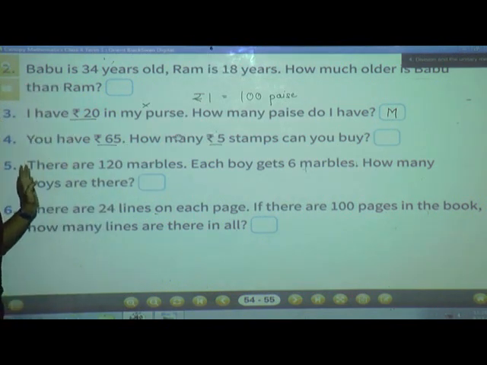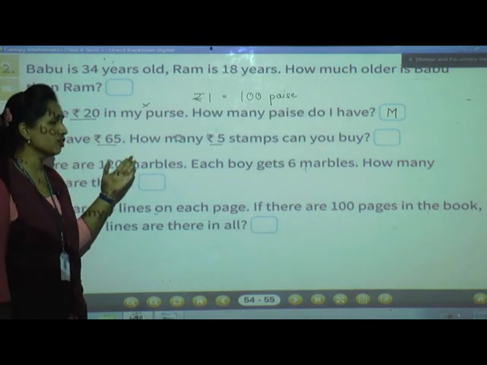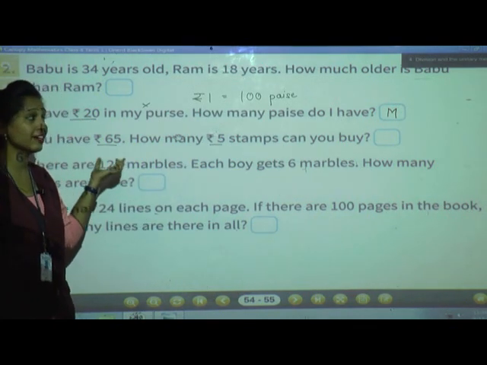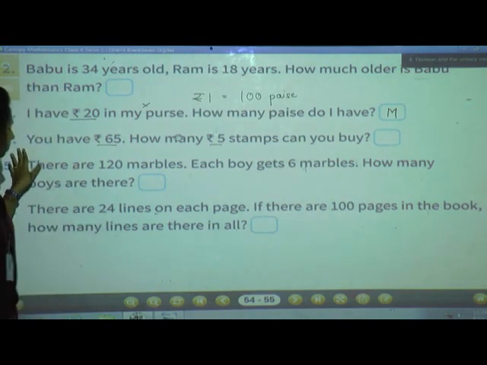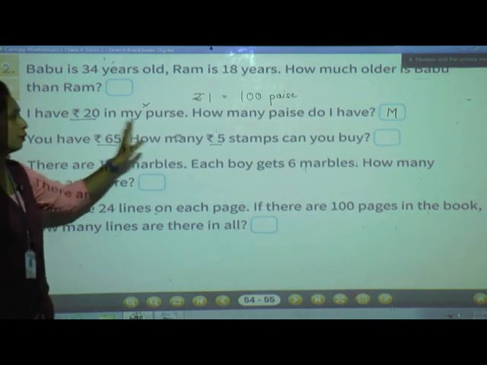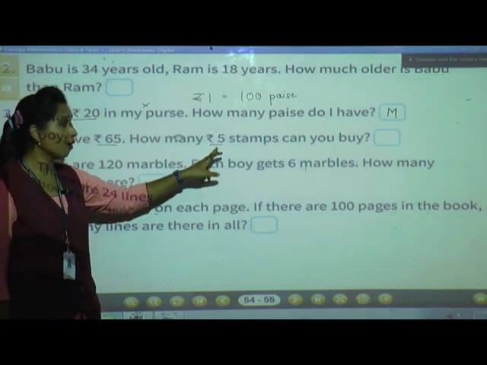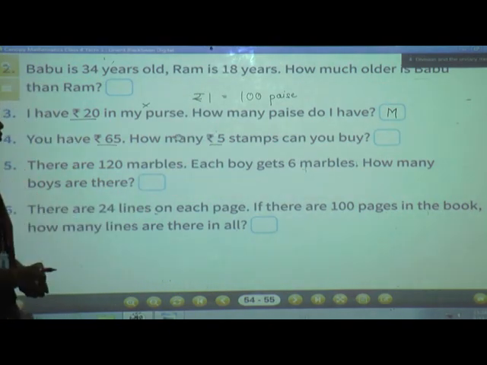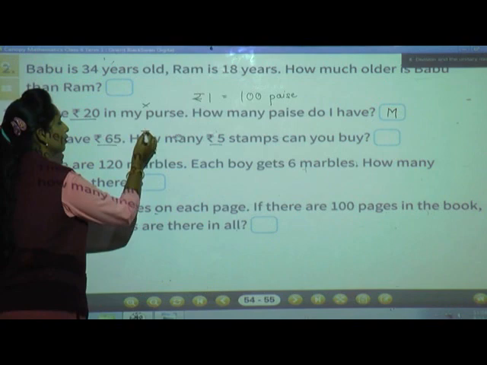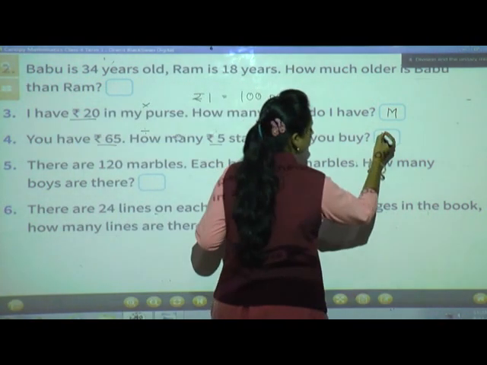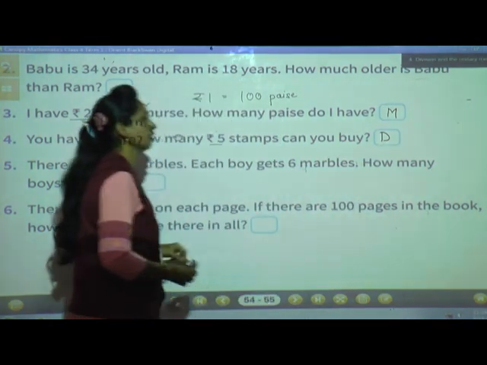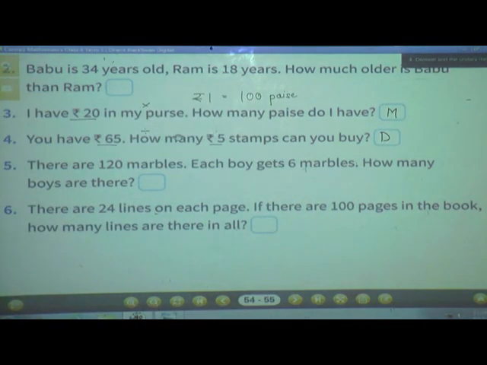Because here we cannot subtract. If we subtract, it goes to a bigger number. Sorry, we cannot multiply, because we have 65 rupees and we want to buy some stamps of rupees 5. So in that case, what you have to do? Division. So here what will come in the box? D. Got it? Now the fifth one.